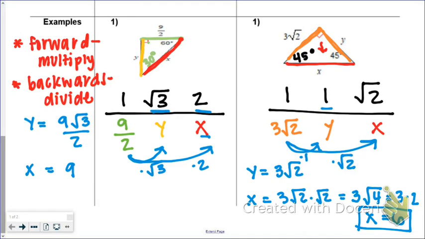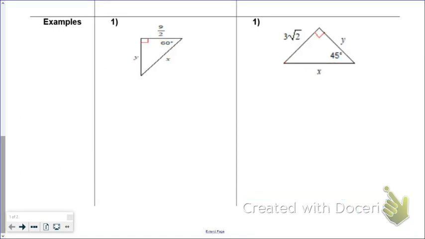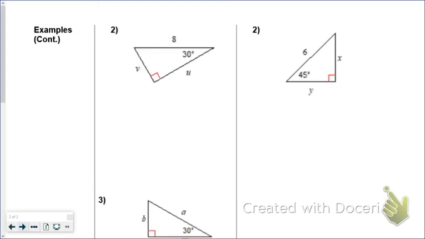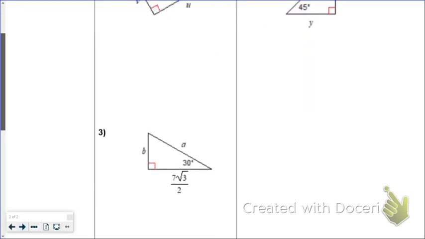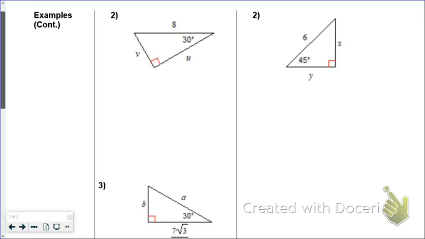All right, let's look at a couple more examples. So first I'm going to go like this and then go like that. And we have our examples continued. So next, we're still going to look at here, our first one. So we have 30 here, 90 here, which means this has to be 60. All right, so now we're going to set up our 30, 60, 90.